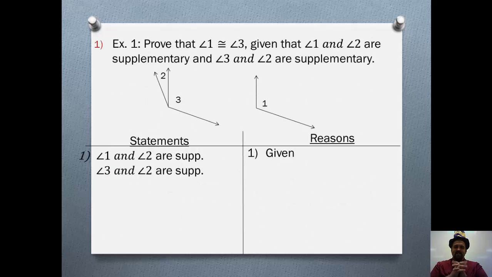Alright, example 1, our first proof. Prove that angle 1 is congruent to angle 3. And you know that angle 1 and angle 2 are supplementary, and angle 3 and angle 2 are supplementary. They were even kind enough to provide us with a diagram here. Very first part of every proof is you write down what you are given. Seeing I'm trying to prove angle 1 is congruent to angle 3, that better be my last step down here. However, angle 1 and angle 2 are supplementary, and angle 3 and angle 2 are supplementary. That's the given. I can combine it into one statement.